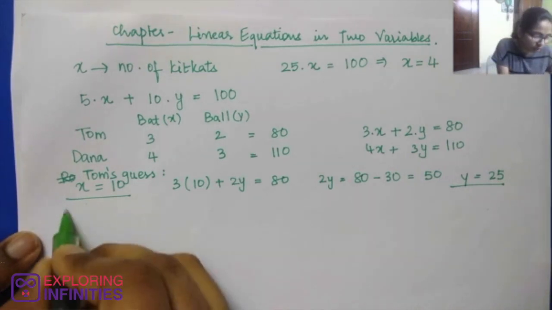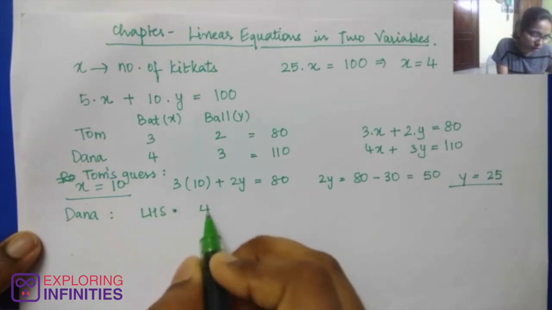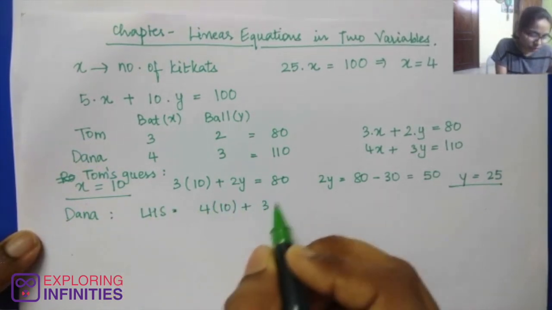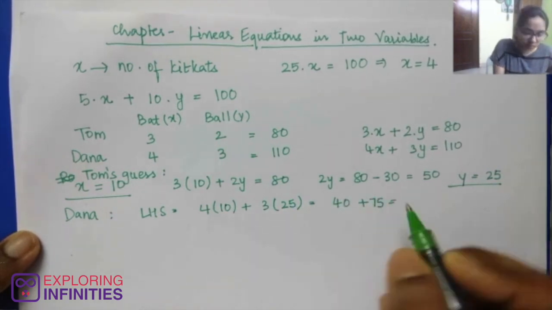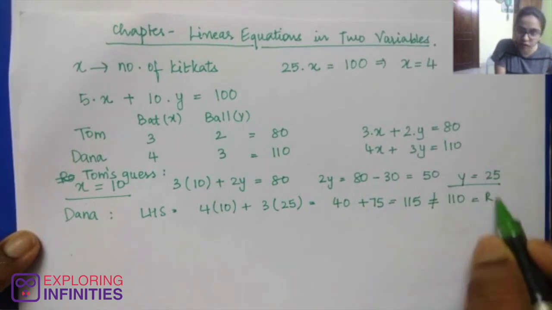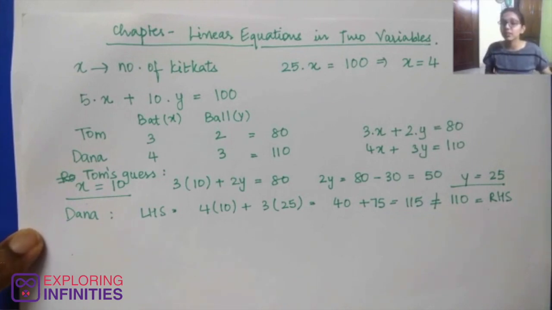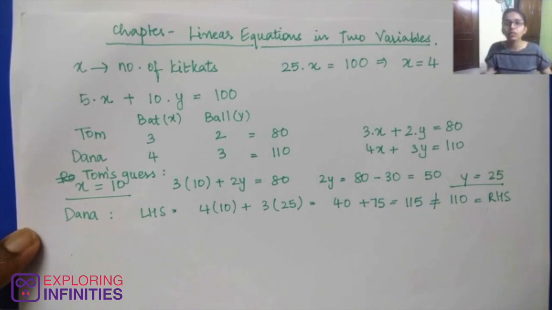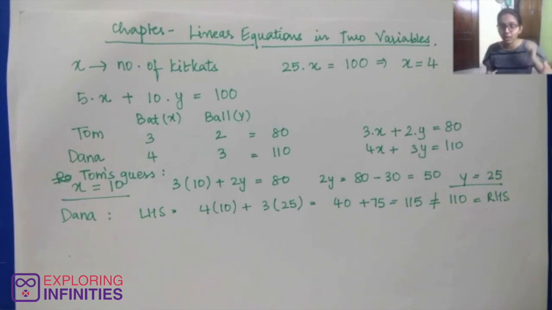So I put it into Dana's equation. I have LHS as 4 into 10 plus 3 into 25. So I have 40 plus 75, which gives me 115 and not 110, which was the RHS. So it means that my 10 and 25 is not satisfying Dana's equation. It means Tom's guess was absolutely wrong, because they both bought the same bat and ball, so x and y should give you the same value for both the equations.